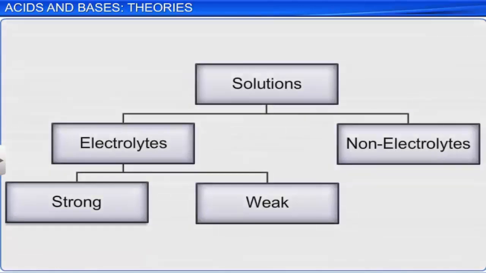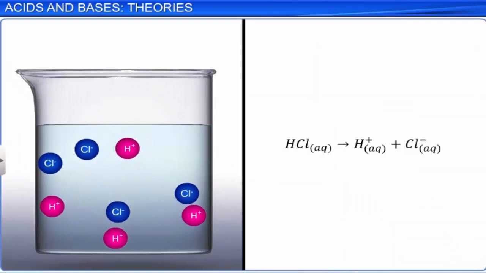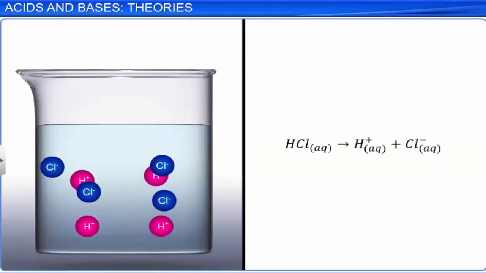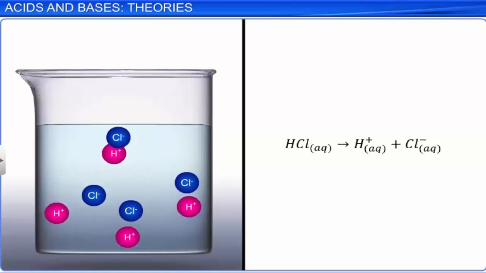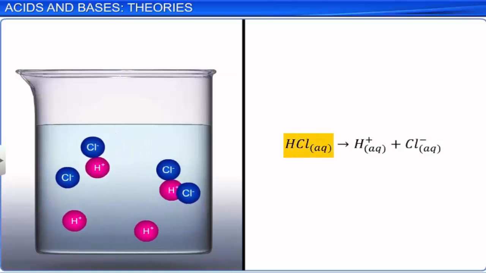Michael Faraday further classified electrolytes into strong and weak electrolytes. According to him, strong electrolytes undergo dissociation completely when dissolved in water, while weak electrolytes undergo dissociation only to a limited extent. For example, HCl is considered a strong electrolyte as it undergoes dissociation completely when dissolved in water. An aqueous solution of HCl contains only H+ and Cl- ions.